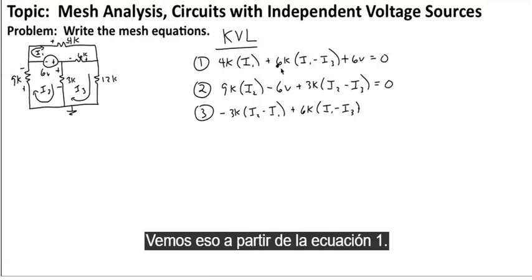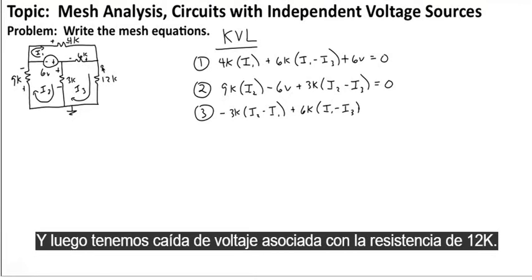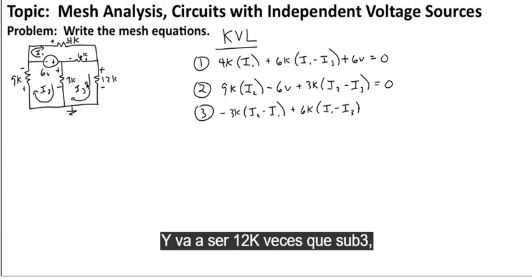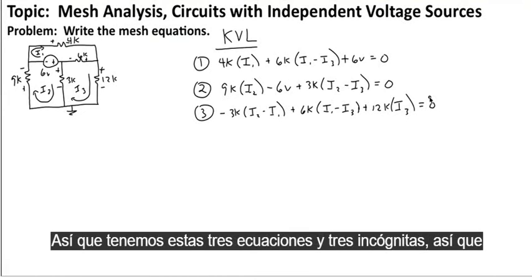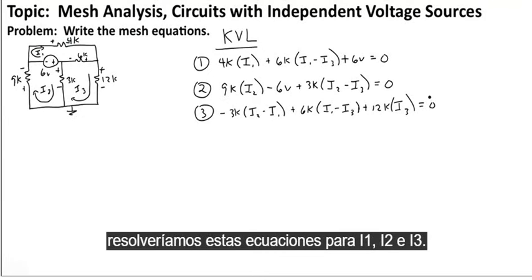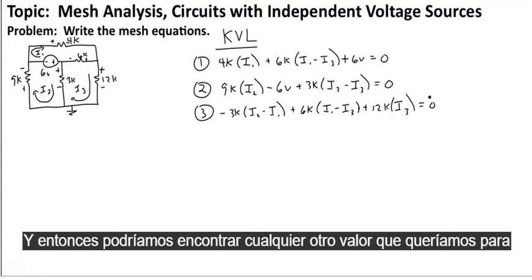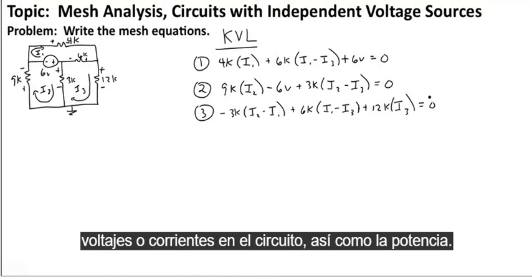And then we have the voltage drop associated with the 12K resistor, and it's going to be 12K times I3, and that's equal to 0. So we have these 3 equations and 3 unknowns. We would solve these equations for I1, I2, and I3, and then we could find any other value that we wanted for voltages or currents in the circuit, as well as power.